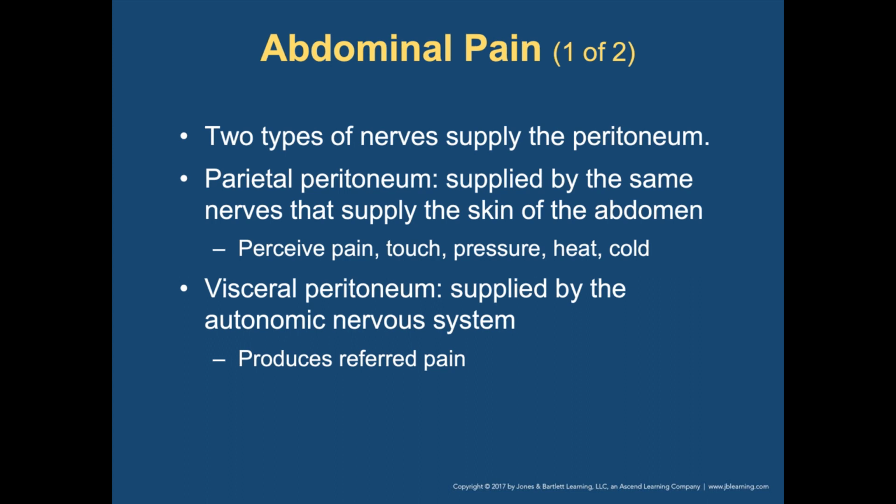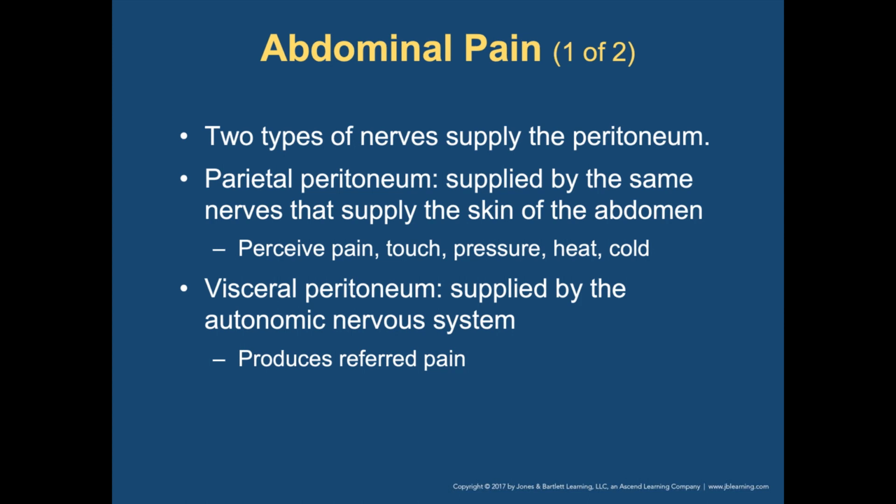The peritoneum is supplied by the same nerve that supplies the skin of the abdomen. So that's kind of cool. It can perceive pain, touch, pressure, heat, and cold. It can easily identify and localize a point of irritation. So they can literally take one finger and point and say, this is where it hurts. It hurts specifically right there.